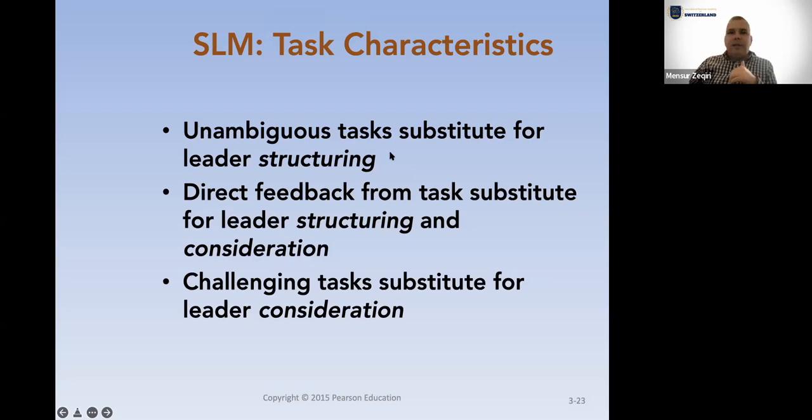Also, this model has identified some task characteristics that help substitute for the leader when we talk about the task. So the moment the task is not ambiguous, so an unambiguous task, substitutes for leader structuring. Direct feedback from the task substitutes for leader structuring as well as consideration. And then the moment we have a challenging task, that substitutes for leader consideration in these cases.